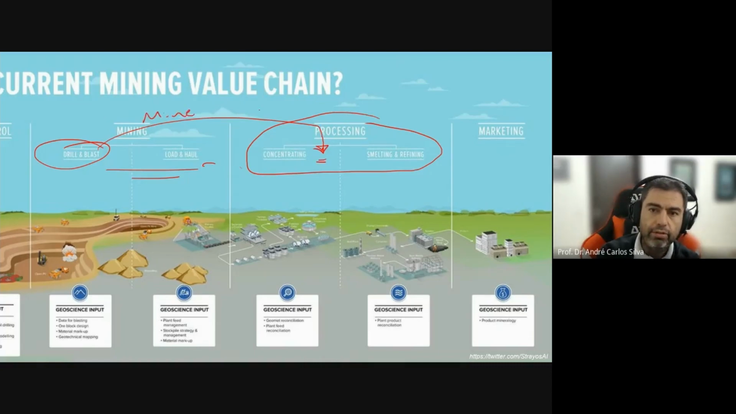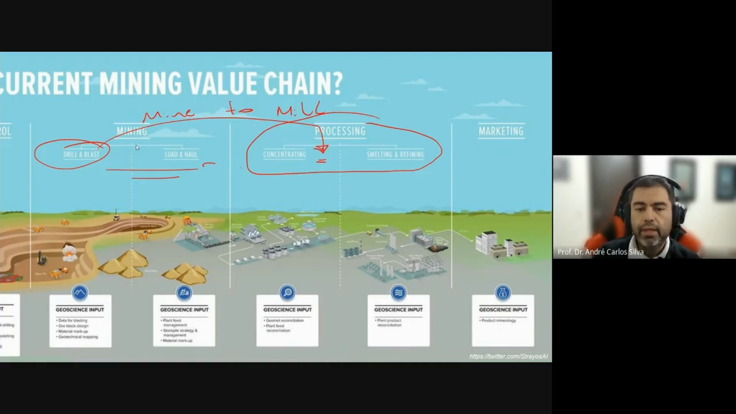So I'm going to show you a lot about mine to mill, and we're going to talk a little bit later about a word, not a new word. It's been around for a few decades, I guess. But nowadays people are taking a really serious look at it, called geometallurgy. Okay, so we're going to talk a little bit about these two concepts.